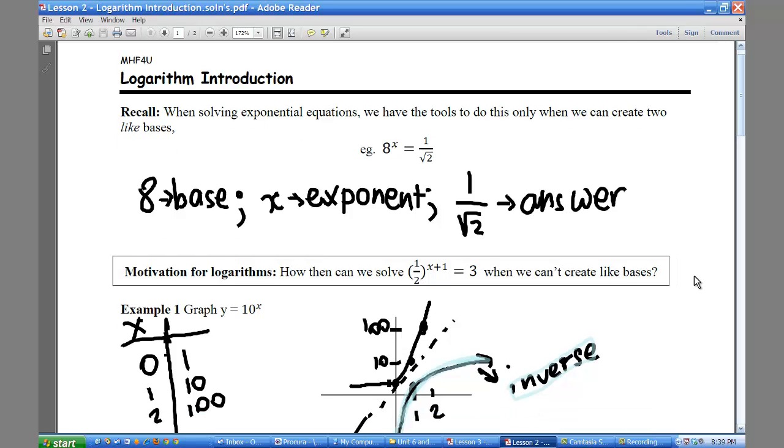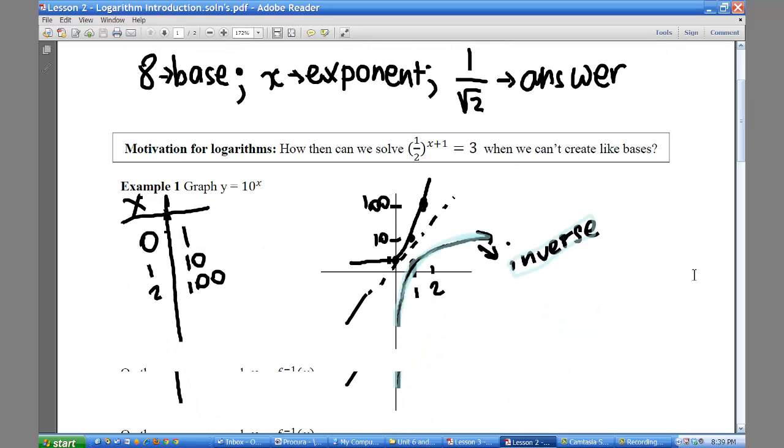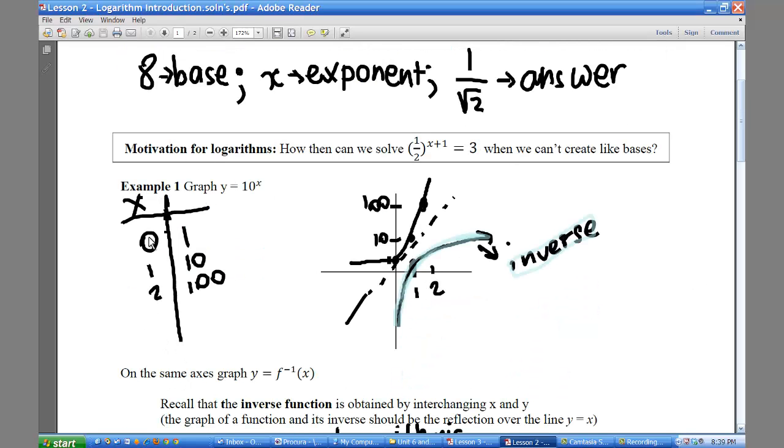So if we want to graph y equals 10 to the power of x, let's assume that our x goes from 0, 1, 2, and so on. And then therefore our y will be 1, because 10 to the power of 0 gives me 1. 10 to the power of 1 will give me 10, and 10 to the power of 2, or 10 squared, is going to give me 100. And here I'm plotting it. X is 0, y is 1, x is 1, y is 10, x is 2, y is 100.